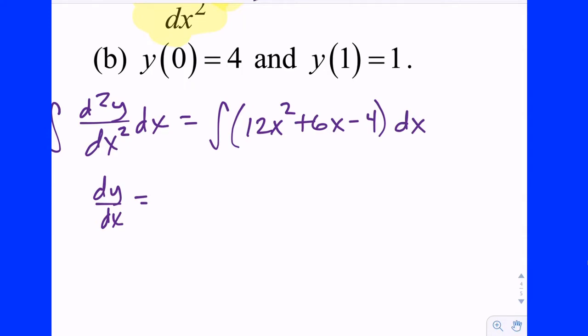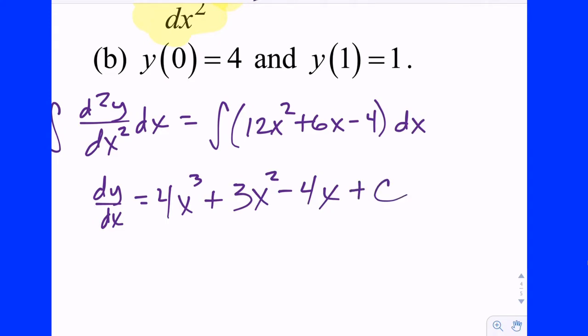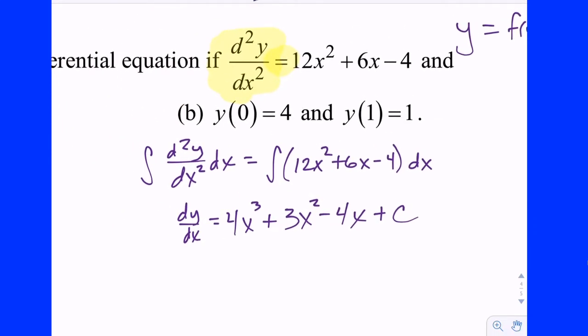So 12x squared becomes, add 1, right? And then divide. We're not taking the derivative. We're integrating. 4x cubed. Good, because you get x cubed, then you divide by the new exponent. 12 thirds is 4. 6x to the first becomes something x squared. Divide by 2, you get 3. Good. Minus 4 becomes 4x, and then plus c. Now the question is, do I just do it again immediately, or do I find c before I proceed?